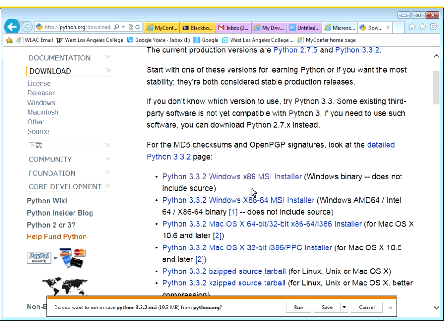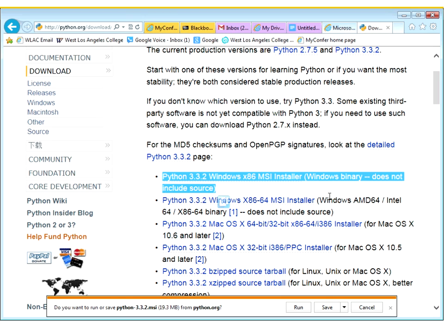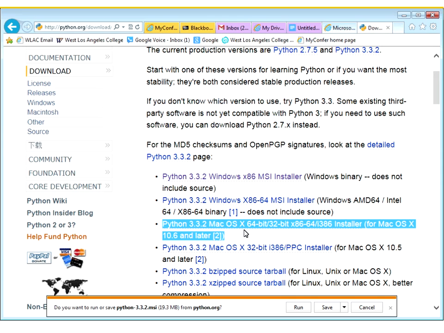But again, Mac OS X 10.6 or later. Again, there's other versions if you do need it. But this one here is for the Windows, and this one here is for the Mac. Okay, did everyone see that?